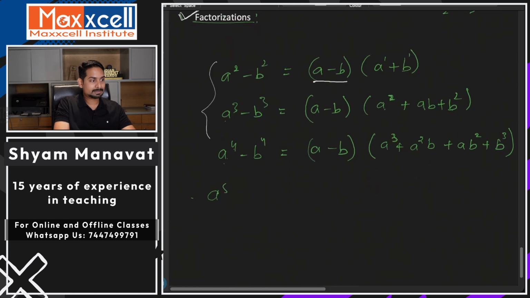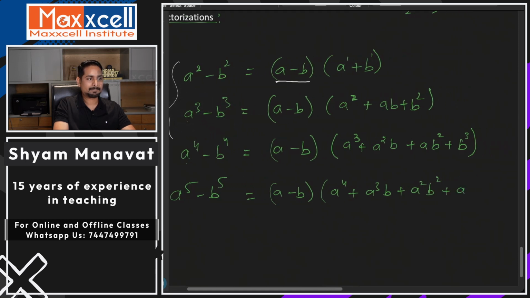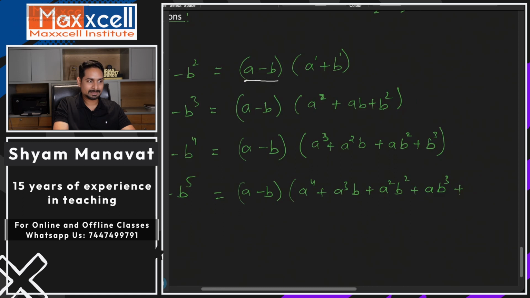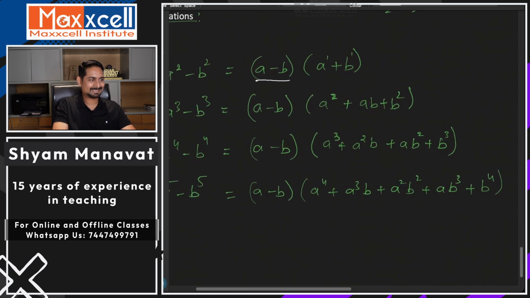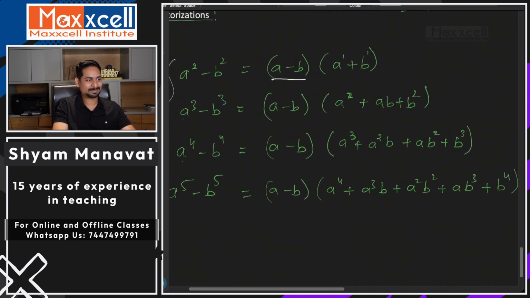So can you pause this video and try writing the factorization for a to the power 5 minus b to the power 5? Yes? Very good. You all got the correct answer. It's a minus b first factor, and second factor will start with a to the power 4. Keep reducing the power of a, keep increasing the power of b. Excellent. Very good. Brilliant.